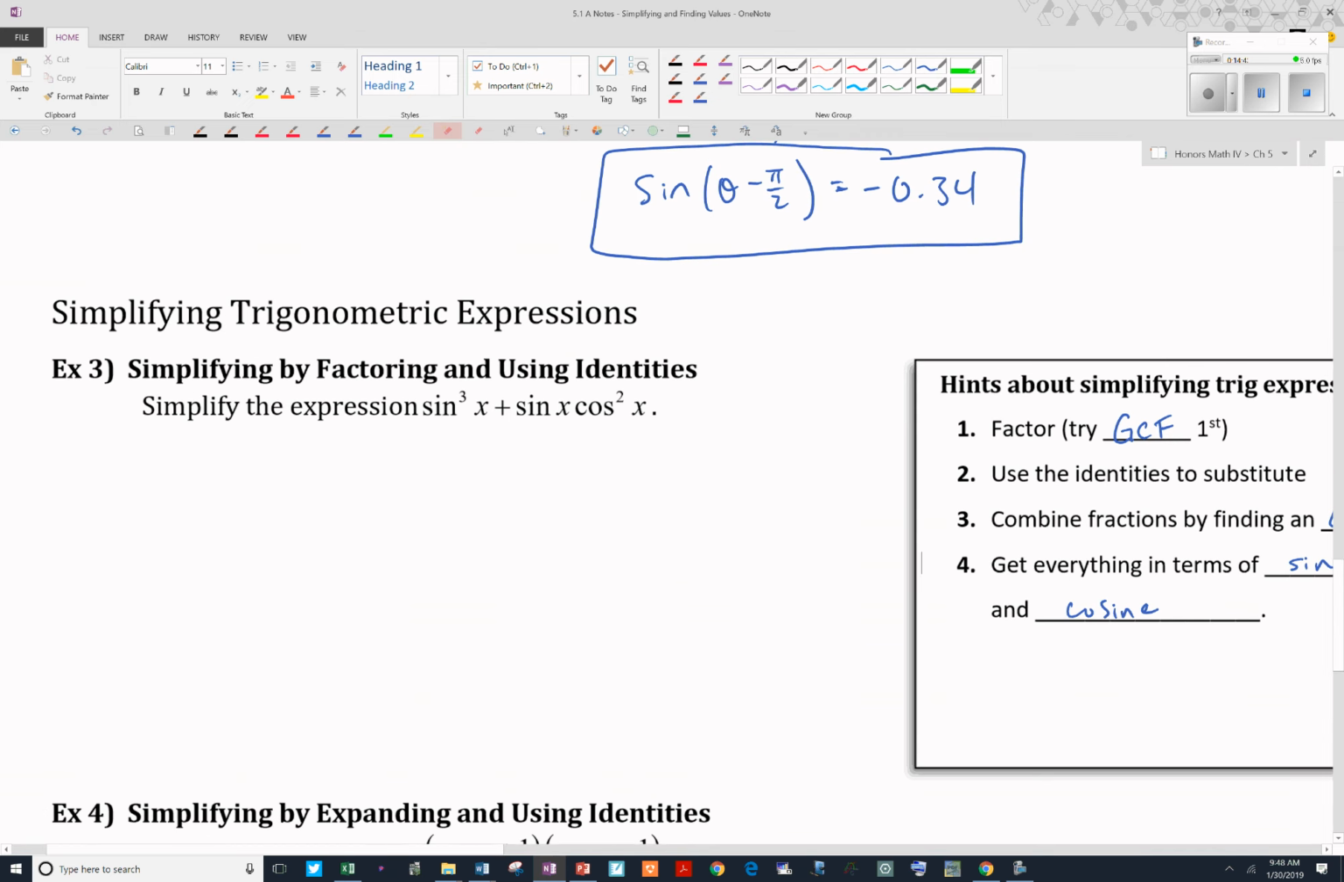All right, if you look at example 3 here, everything already is in terms of sine and cosine. So what we'll try to do is see if factoring will help us out at all here. There is a GCF that we can pull out.